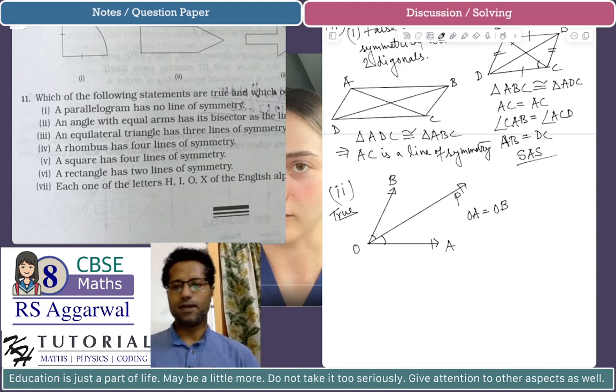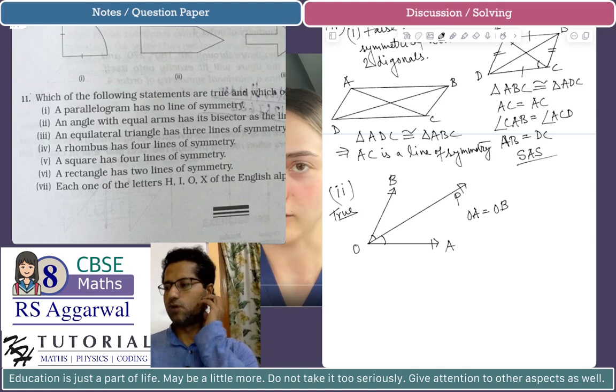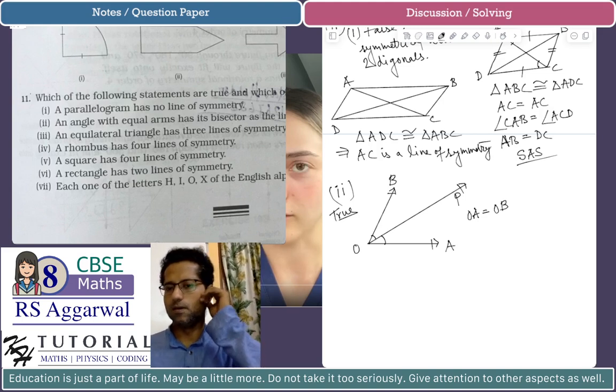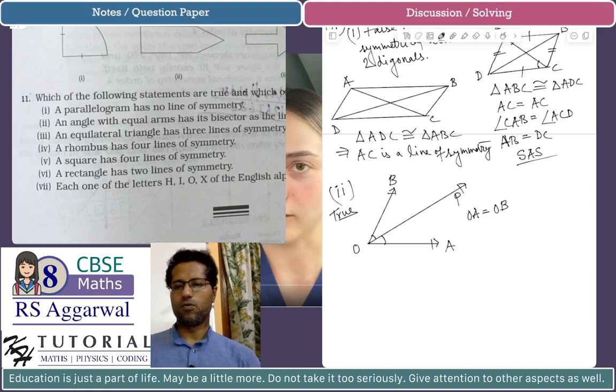Any angle has two arms, and where the arms meet is the common vertex. So if the angle is AOB and the arms are OA and OB, the bisector of the angle at the common vertex O will be a line of symmetry only when the two arms are equal. So this is true.